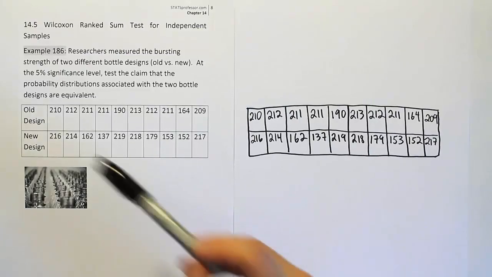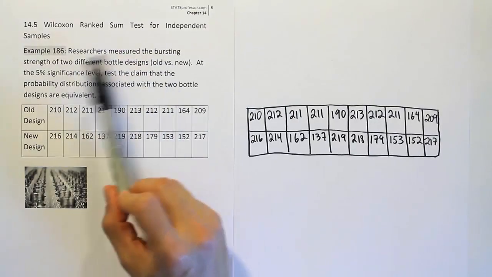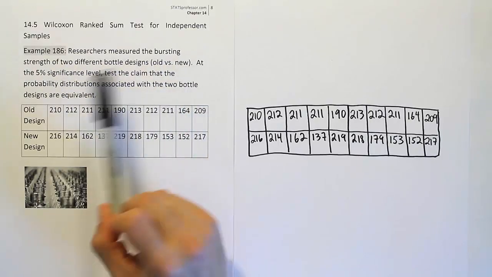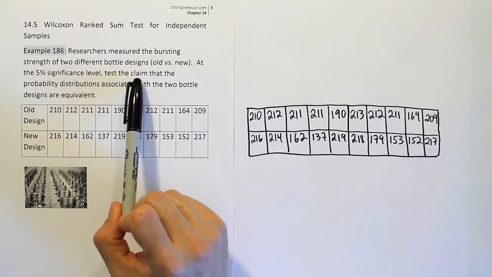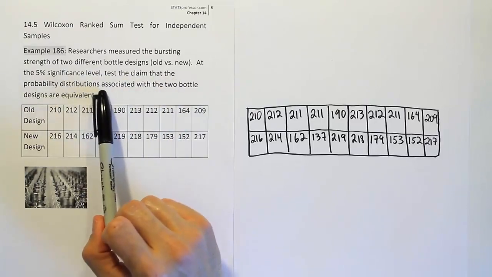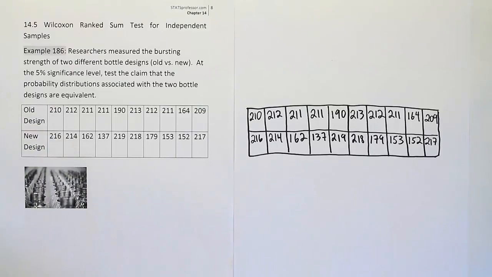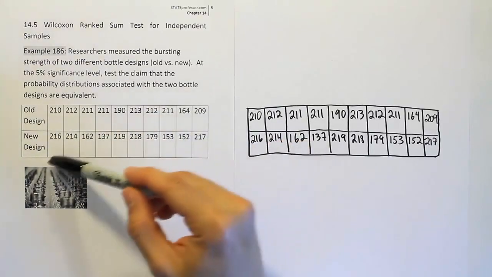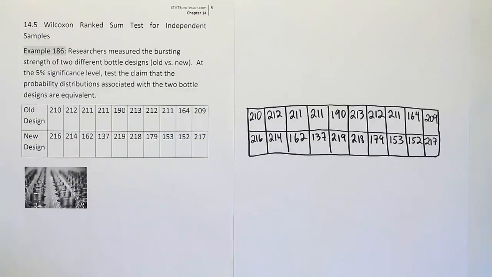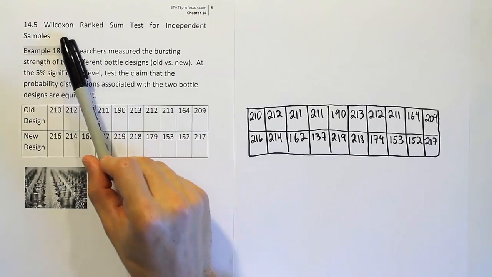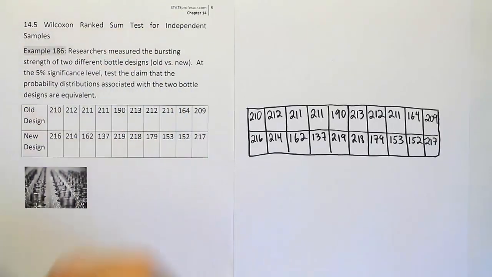Example 186. Researchers measured the bursting strength of two different bottle designs, the old bottles versus the new. At the 5% significance level, test the claim that the probability distributions associated with the two bottle designs are equivalent. Okay, so we're looking at some bursting strength numbers for the two types of bottles, and we want to make this comparison using the Wilcoxon ranked sum test for independent samples.